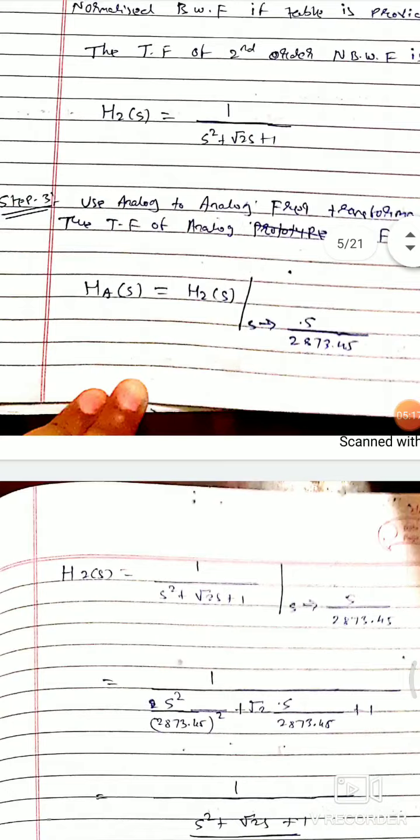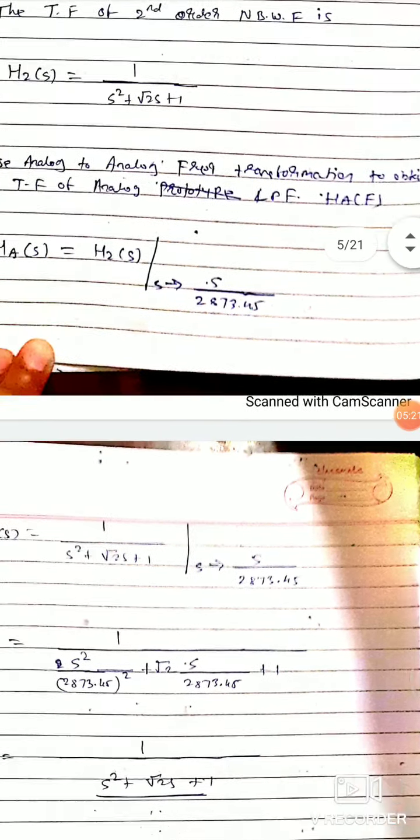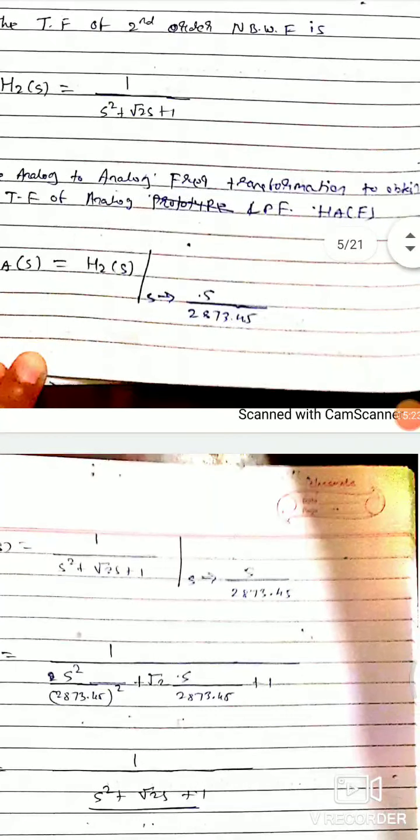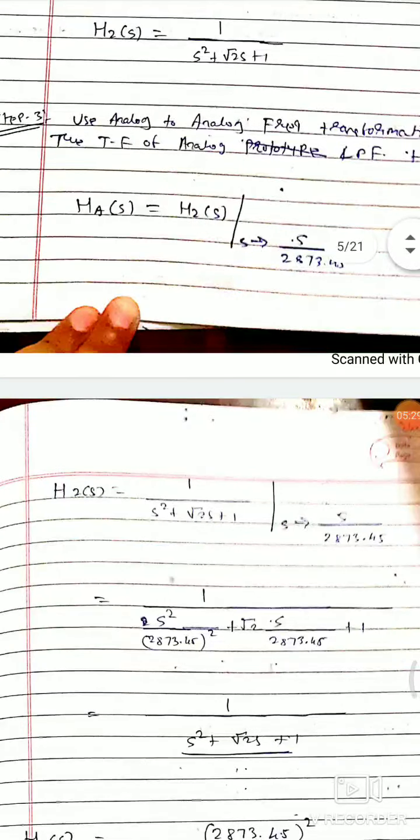So here now I apply step 3, which is to apply analog to analog frequency transformation technique. And here I want to design a low pass filter only, so it is LP to LP transformation. I'll apply LP to LP transformation. So the equation is H of S equals H2 of S, where S is replaced by S divided by omega C, and my omega C is here.